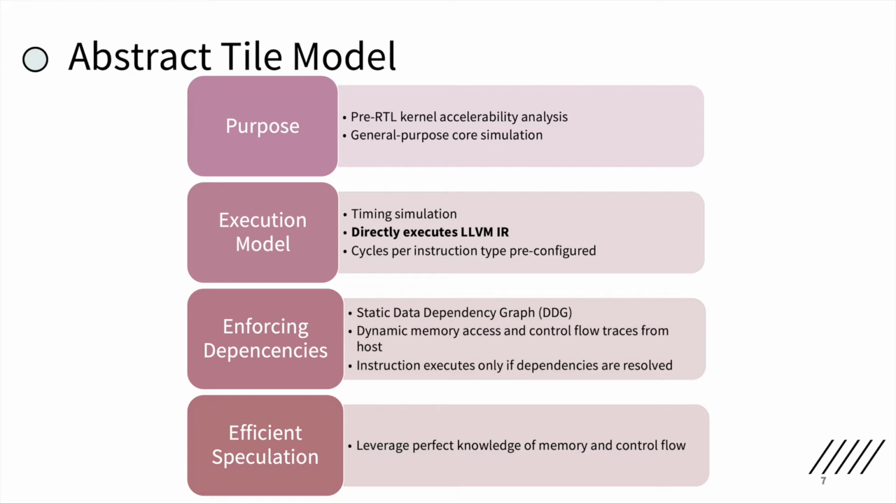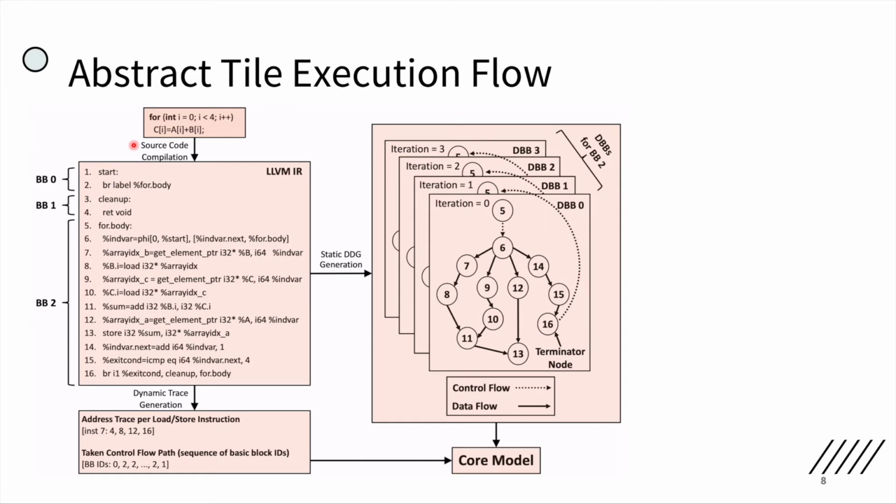In order to enforce dependencies between instructions, we use the static data dependency graph provided by LLVM. For dynamic dependencies, such as control flow and memory access dependencies, we execute the program on the host machine to generate dynamic traces, which are then used during simulation. An instruction can execute only if all of its dependencies have been resolved. The dynamic traces we collect allow us to perform efficient speculation modeling, since we have perfect knowledge of memory accesses and control flow. So how do we start from an application and execute it on the abstract tile?